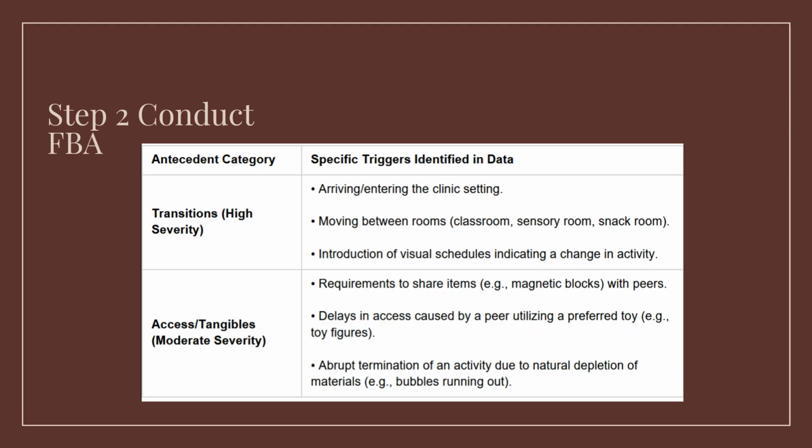Step 2 was to conduct an FBA and collect data accordingly, and we determined that the 2 antecedent triggers for his tantrum behavior were transitions, which the hypothesized function was escape, with high severity, and access to tangibles with moderate severity.